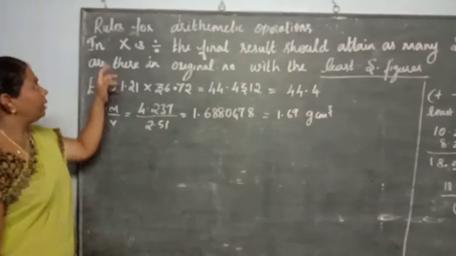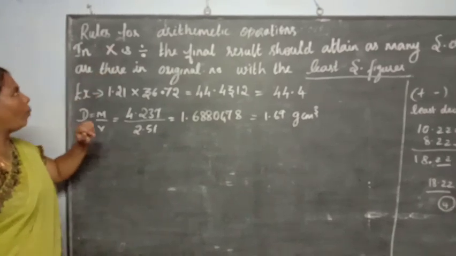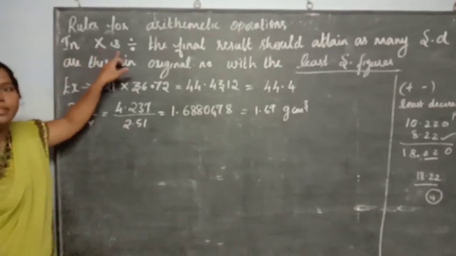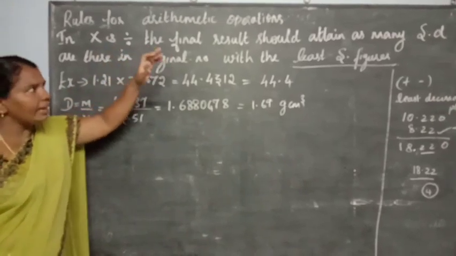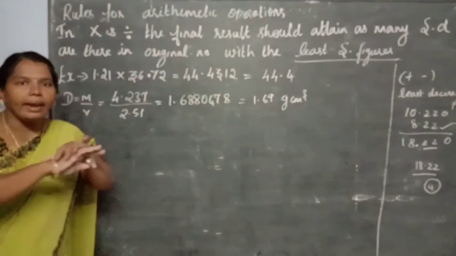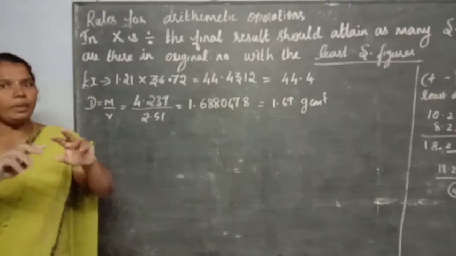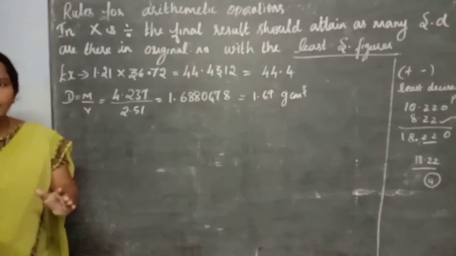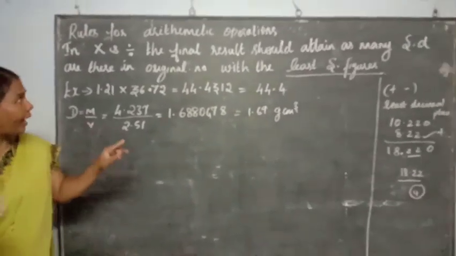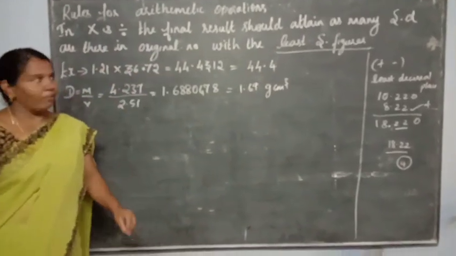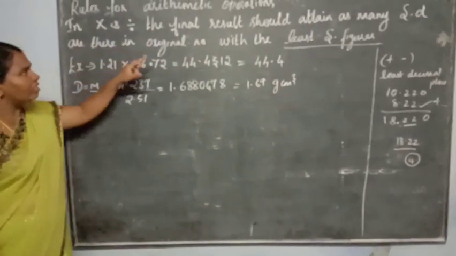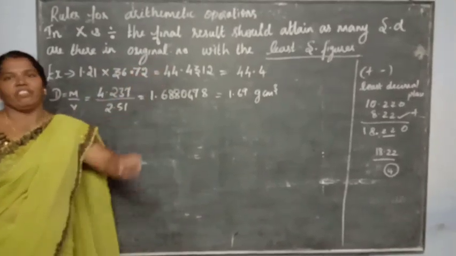Next, the rule for arithmetic operations in multiplication and division. In multiplication and division, the final result should have as many significant digits as the original number with the least significant figures.